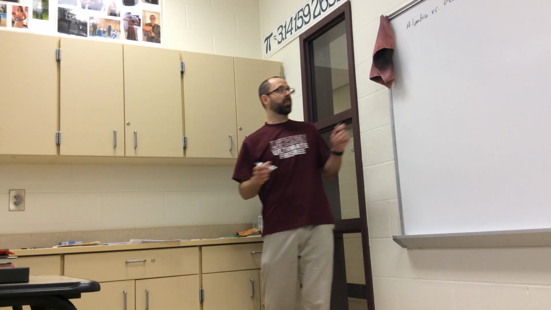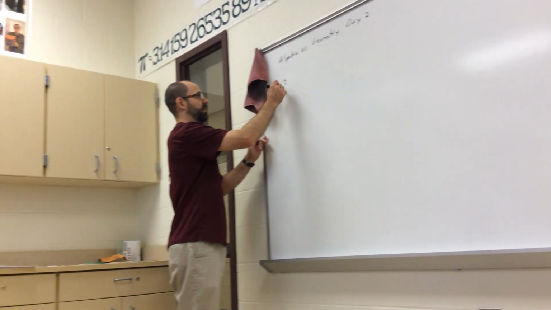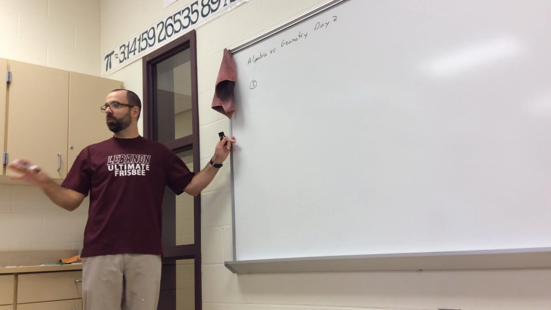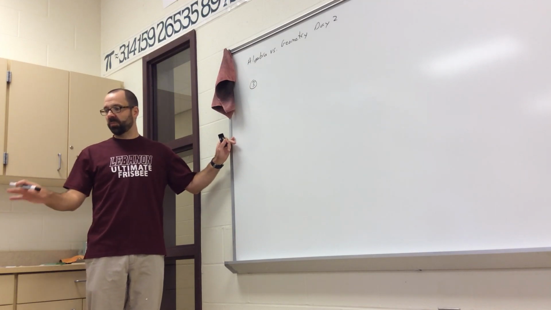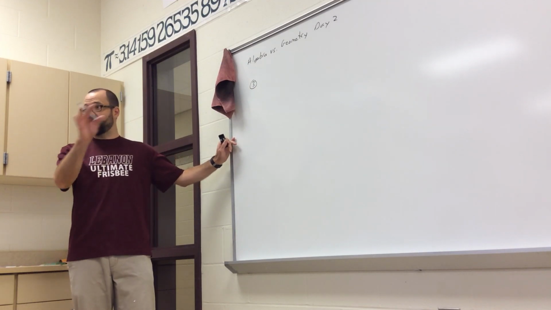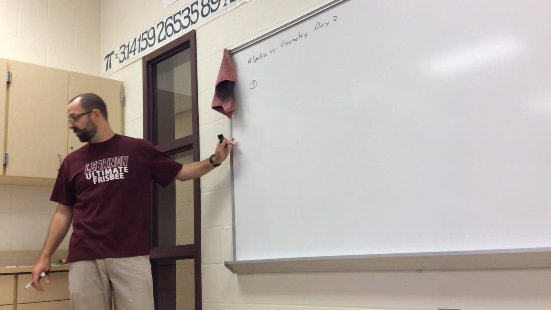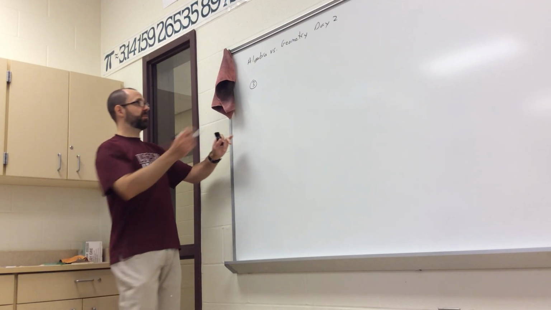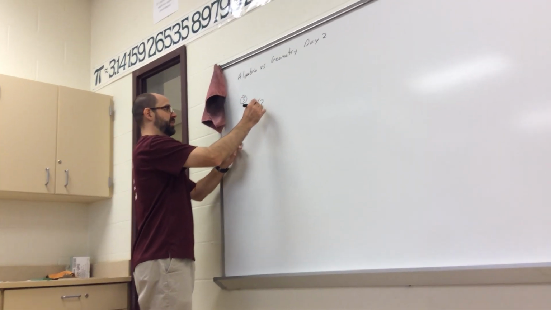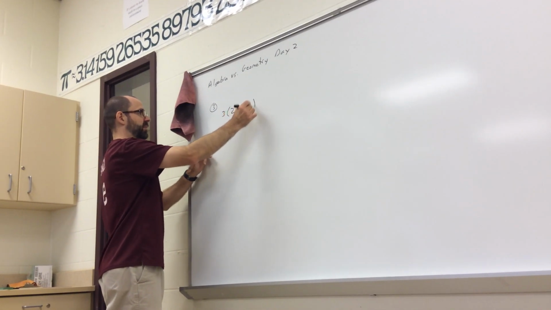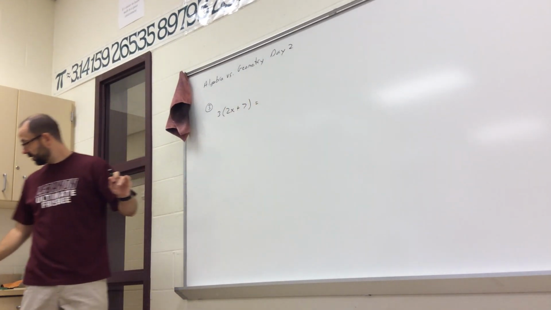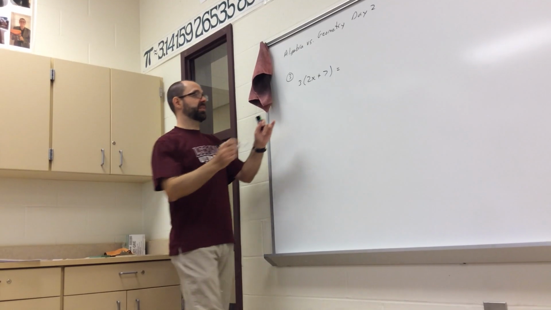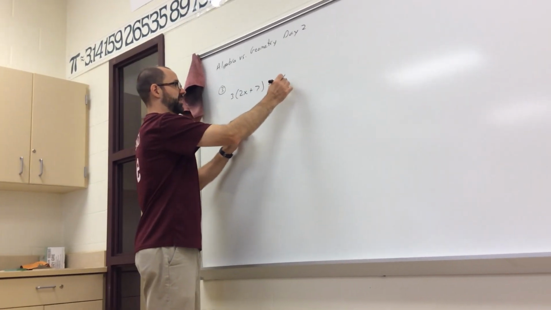So we're going to start with number 3. And that's kind of weird, I know. I don't care what order your numbers are on your paper. So you can have number 3 at the top. We'll go back and do 1 and 2 later. So here's number 3. It's 3 parentheses 2x plus 7 equals 5 parentheses x plus 6x.